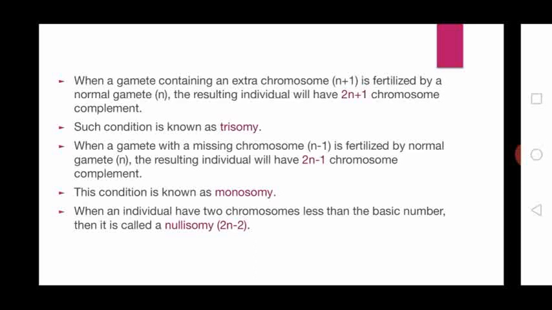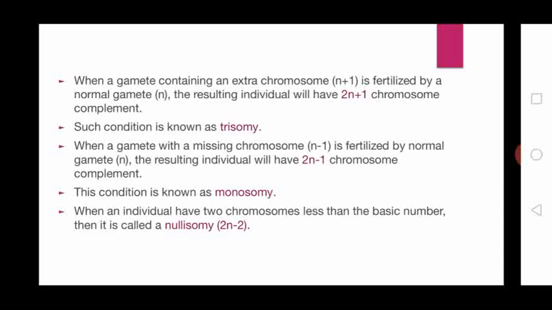Then consider a gamete with a missing chromosome, that is n minus 1, where one chromosome is missing from the haploid set. When it is fertilized by a normal gamete with chromosome complement n, the resulting individual will have a 2n minus 1 chromosome complement. That is, the chromosomal set has diploid chromosomes but lacks one chromosome. So 2n minus 1, 2 minus 1 is equal to 1. Therefore, this condition is referred to as monosomy.